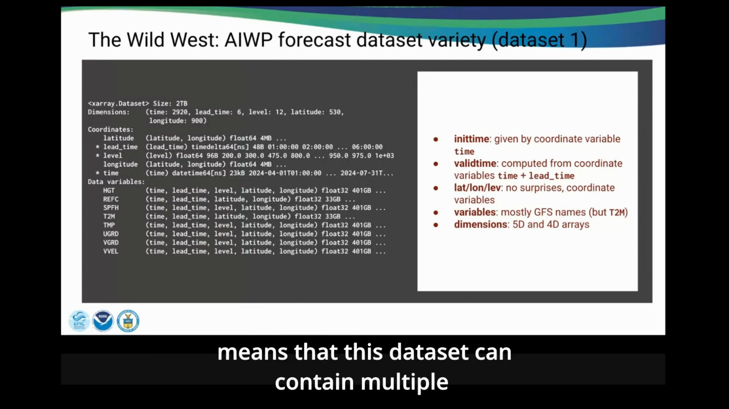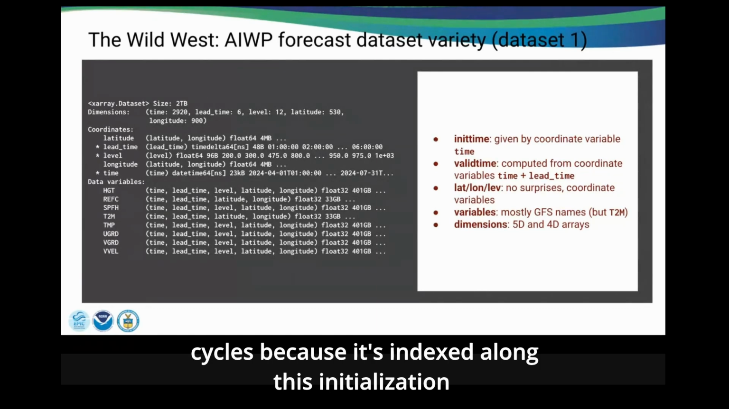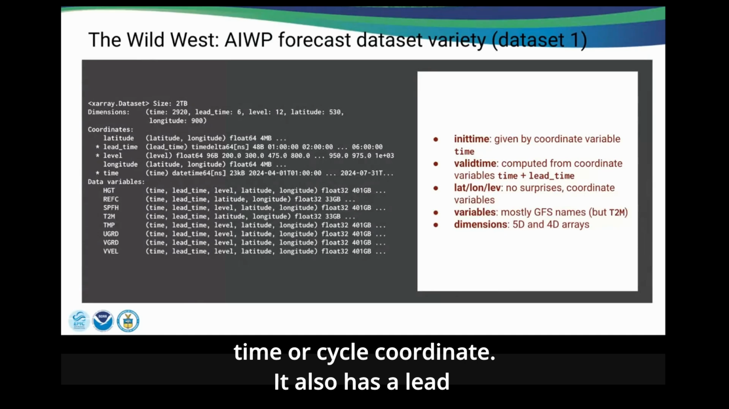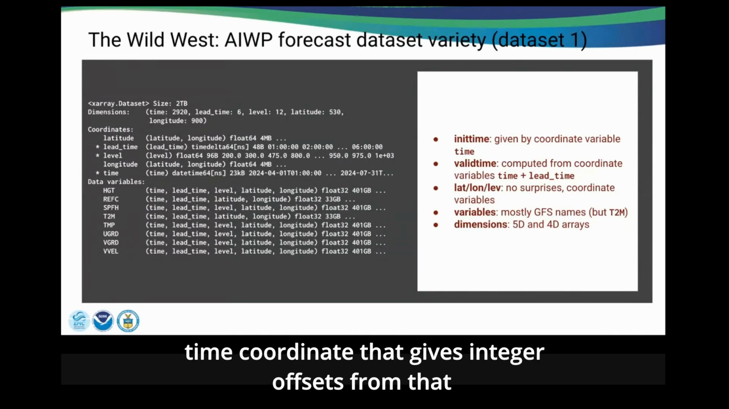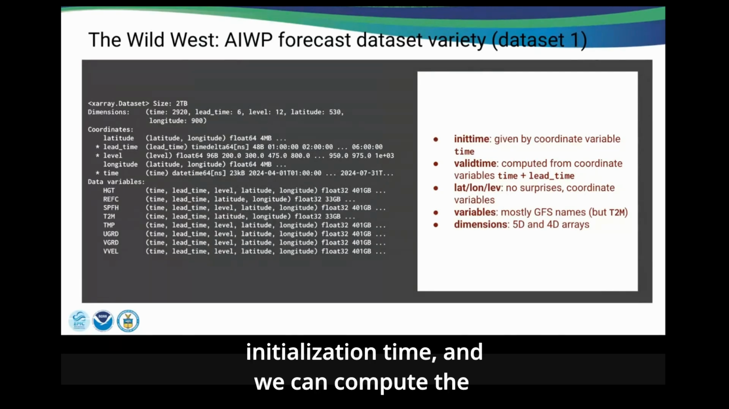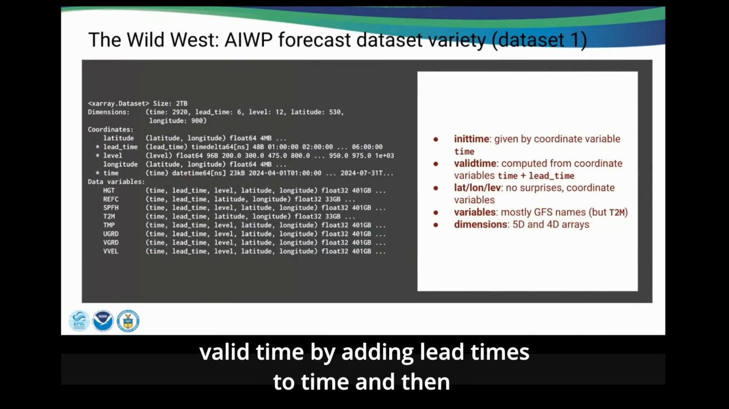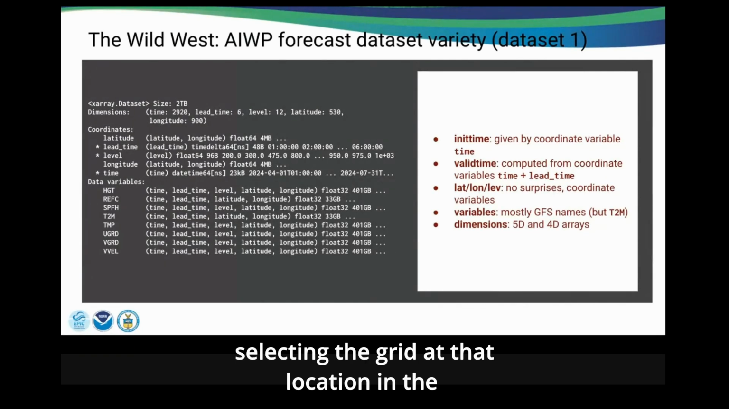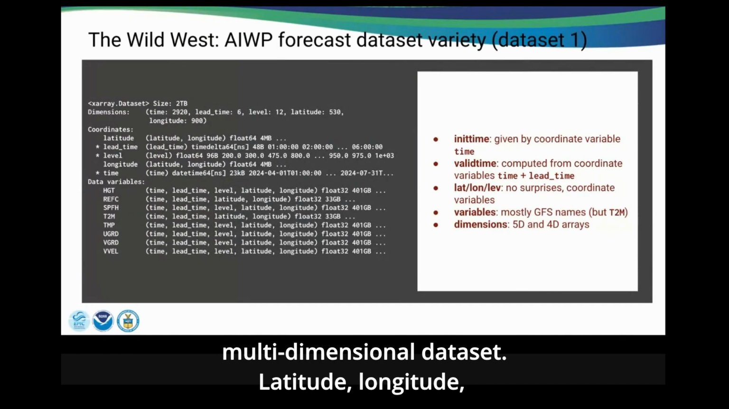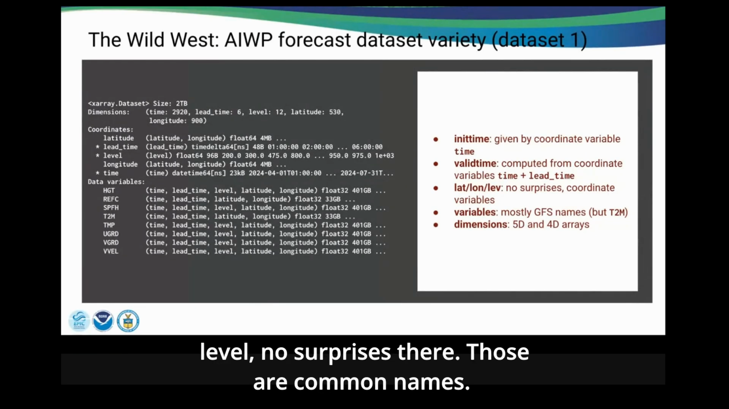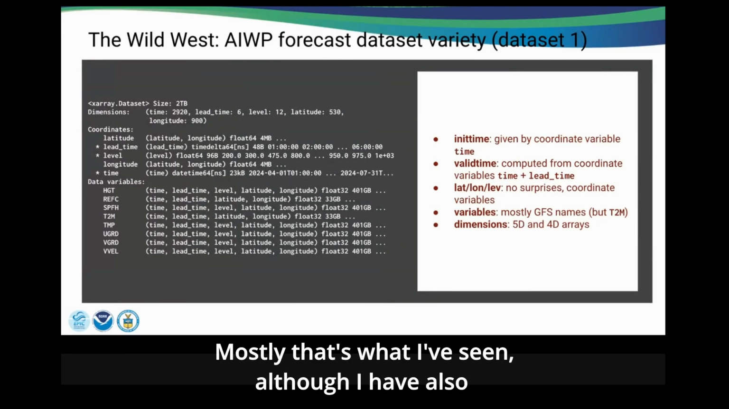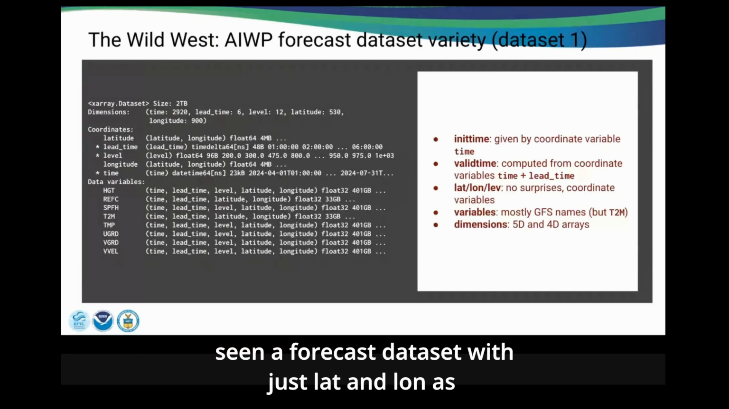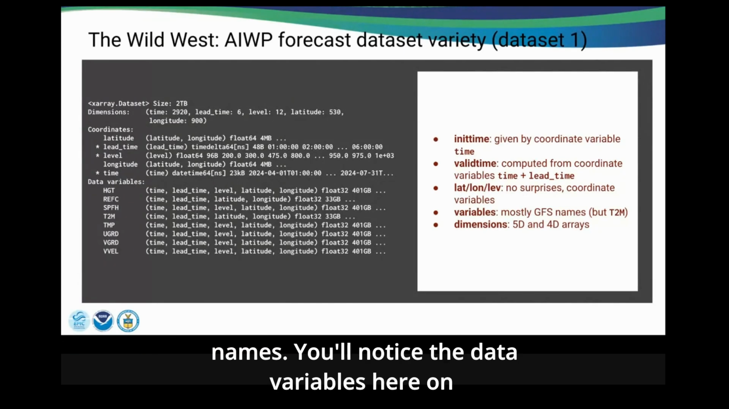That means that this data set can contain multiple cycles because it's indexed along this initialization time or cycle coordinate. It also has a lead time coordinate that gives integer offsets from that initialization time, and we can compute the valid time by adding lead times to time and then selecting the grid at that location in the multi-dimensional data set. Latitude, longitude, level, no surprises there. Those are common names. Mostly that's what I've seen, although I have also seen a forecast data set with just lat and lon as names.